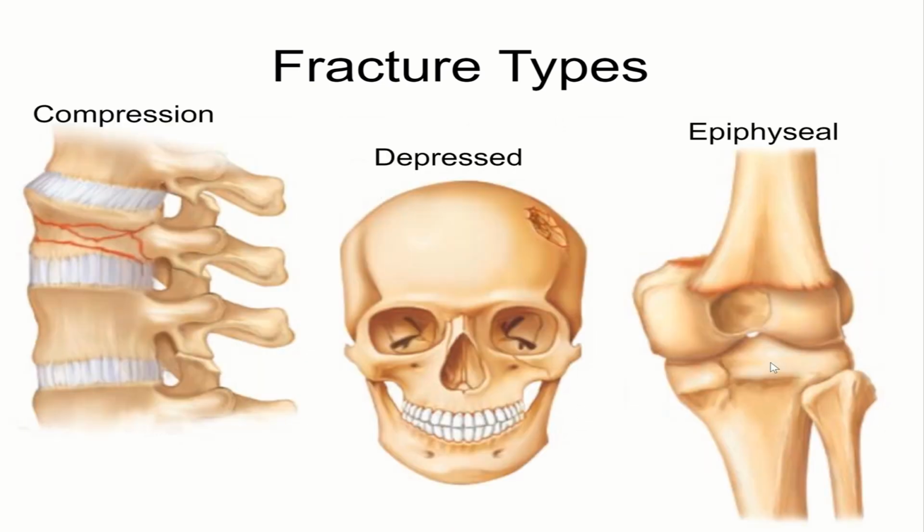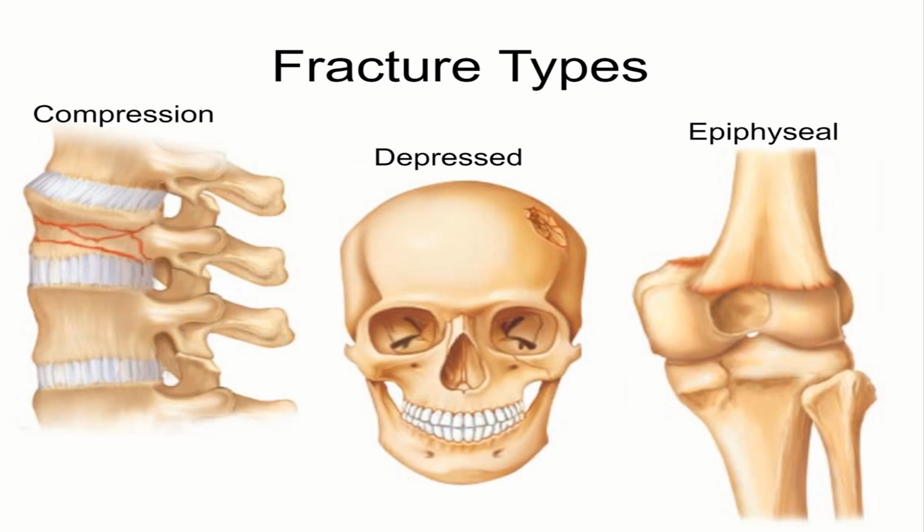And then these are 3 special types of fractures. The first one is compression. Basically, once we grow into adulthood, we don't see the torus or buckling fractures anymore. We see compression fractures. And this is most common in the vertebrae. So that's the spine. And what happens is the weight crushes the vertebrae so that they actually collapse in on themselves.